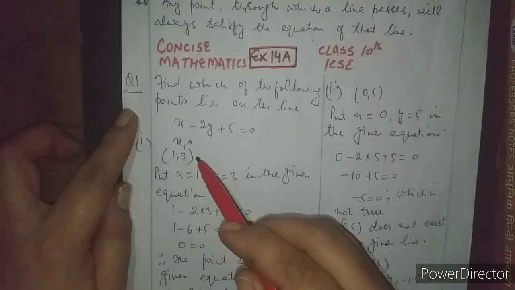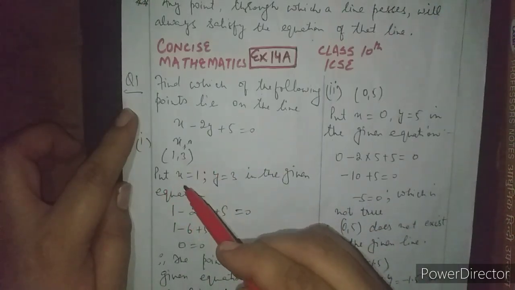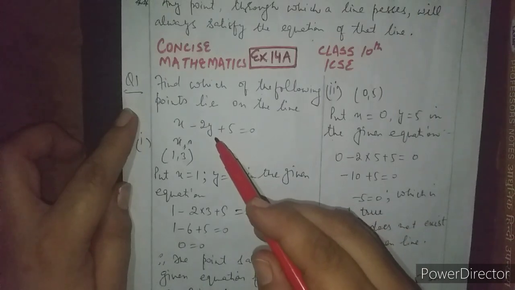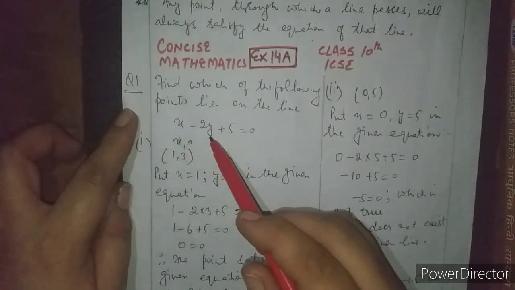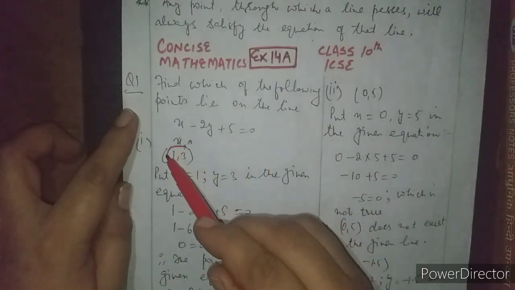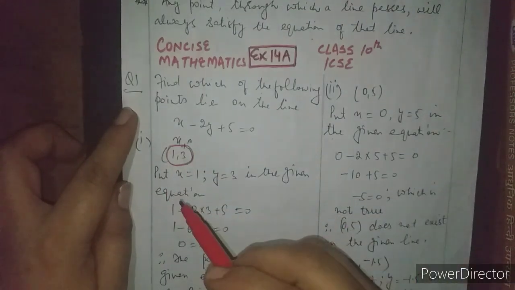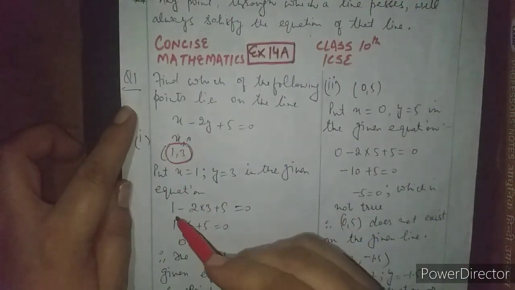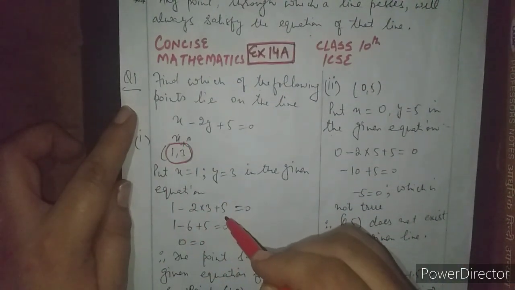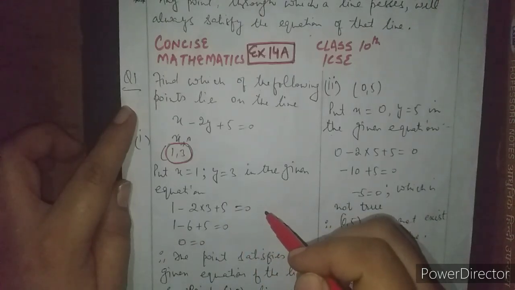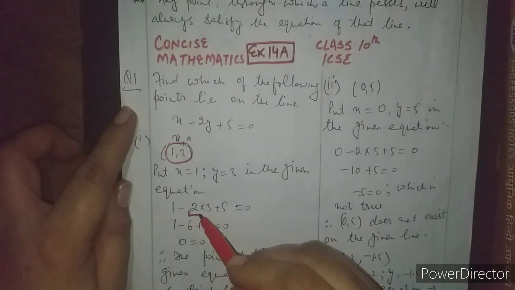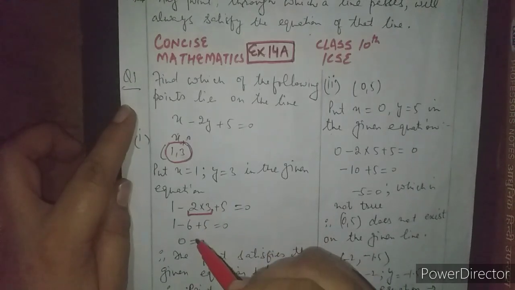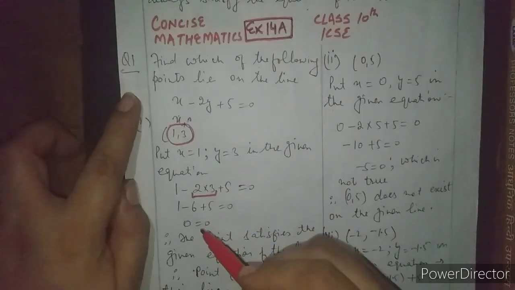Okay, what is the meaning of satisfying? That let us put x equal to 1 and y equal to 3 in this equation. This equation contains x and y. Instead of that, I will put 1 comma 3 in this equation. Then what will happen? 1 minus 2 cross 3 plus 5 equal to 0, right? Now solving, this solution is very important, and you should do the solution correctly also, right?